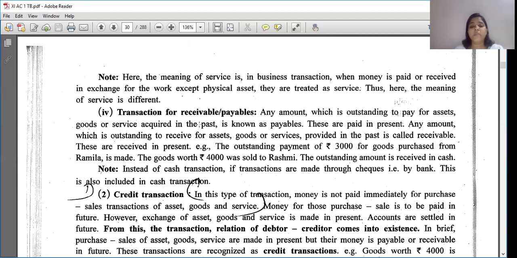is known as payable. Are you getting me? We had purchased an asset and the amount is yet to be paid, meaning I need to pay it in future. It is termed payables. An outstanding amount to pay for an asset acquired in the past is known as payable. These are paid in the present. Right? These are paid in the present.